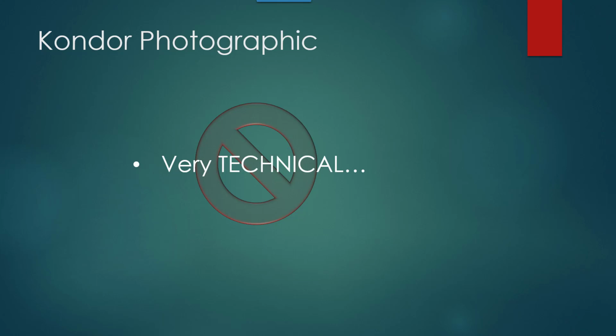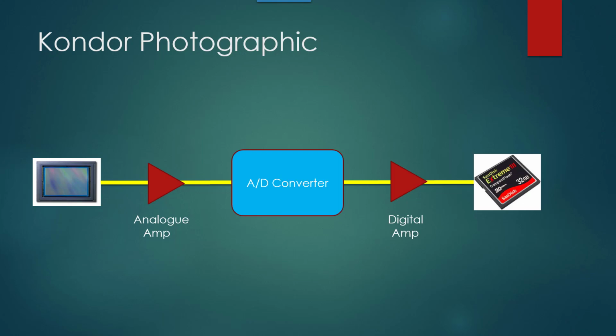Obviously, noise and ISO speed can become very, very technical. So I don't want to bore you with all this technical jargon, but let's have a deeper look into the matter. First of all, the image is captured on the sensor, but that is an analog signal. It needs to be converted to the digital format. And for that to happen, you need an analog amplifier to boost the signal so it can be converted by the analog to digital converter. After that, it gets passed through the digital amplifier that enhances the signal again, and that is then stored onto your memory card. So that's in short the process that happens.